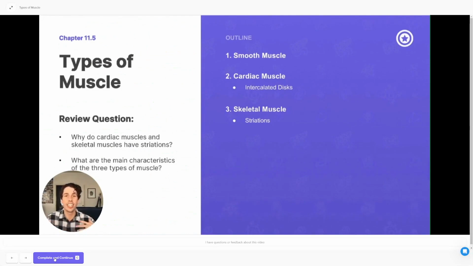You can see those intercalated discs, and it kind of looks like that little ant farm. And then the skeletal muscles, those are going to have those striations. They're going to be multinucleated, and they're going to be under our voluntary control. And so those are like the main characteristics of those three different types of muscles.